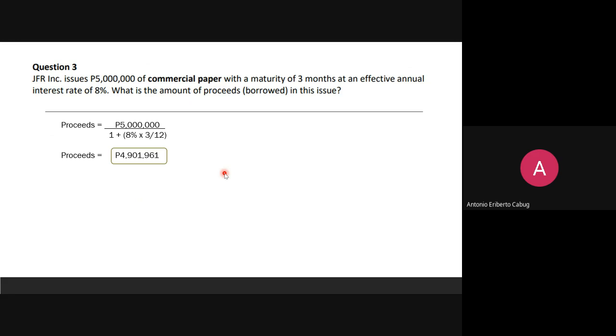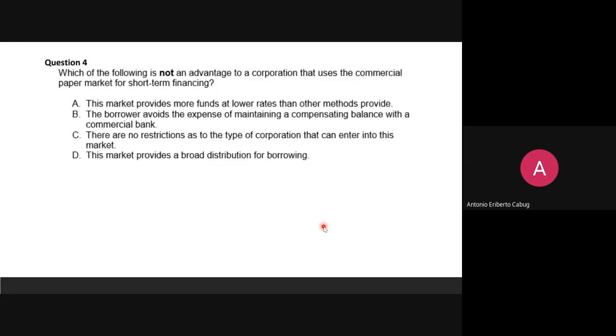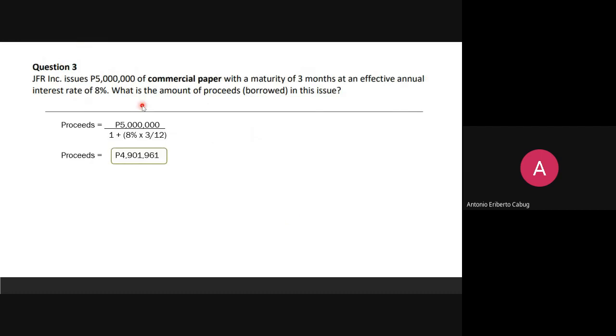In practice, commercial papers are cheaper than bank loans, and they are far cheaper than accounts payable. In practice, accounts payable are very expensive. Okay tayo, ha? So, ganun kapag commercial paper. Itong amount na to, yun yung isosoli niya at the end.